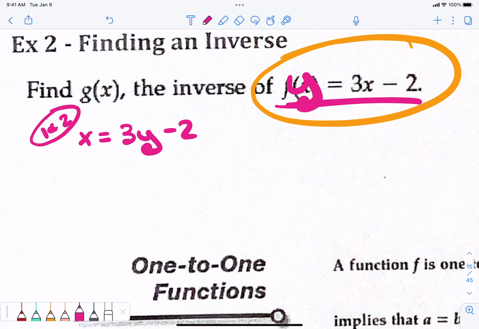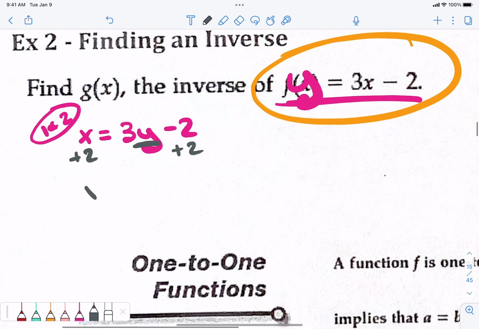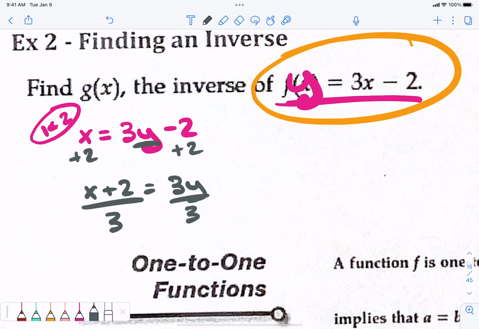All right, now we go up to solve for y, and what are you going to do first? I'm going to get y by itself. Add the 2 over. Okay, great. So what does that look like? X plus 2 equals 3y. Okay, then what? Divide by 3. Now I'm going to show you 2 different ways of writing this, okay? Y is by itself now. I'm going to rewrite that y as f inverse of x.